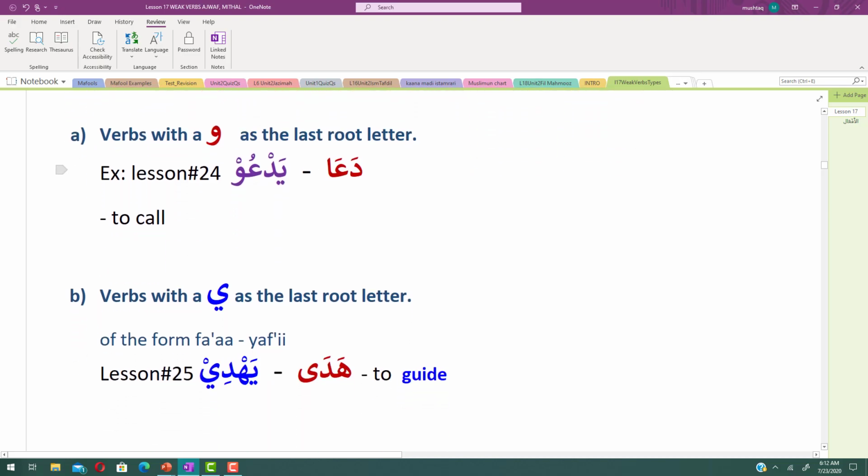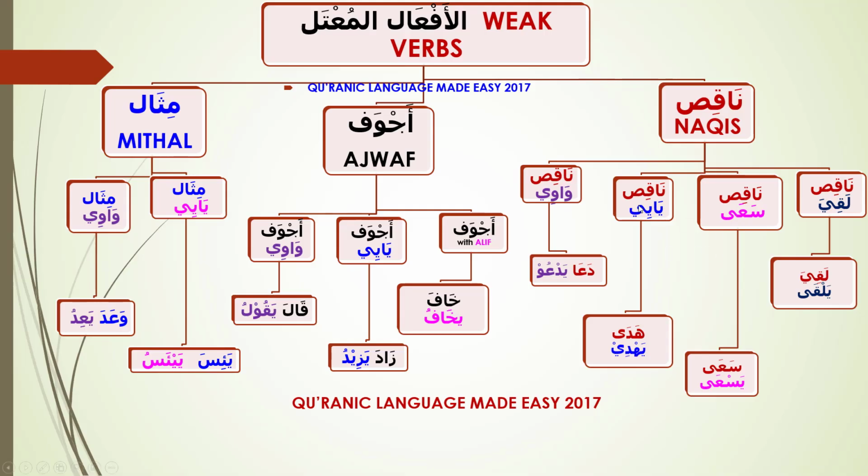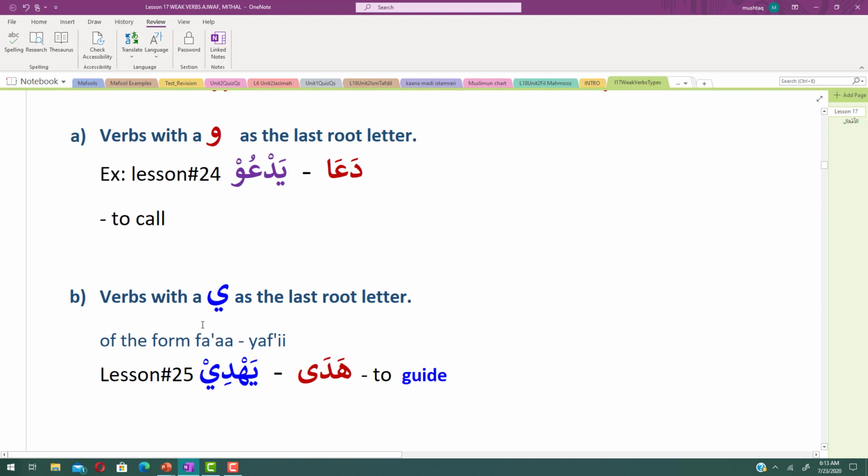The second type is naqis yai. The first type was naqis wawi, da'a, yada'u. The root letters are dal, ain, and waw. The second type is naqis yai, where ya is one of the root letters and is at the end. Hada, yahdi. So here the verbs have a ya as the last root letter. Hada, yahdi, which means to guide. This you'll learn in detail in lesson number 25 of unit 2. Again, hada, the root letters are ha, dal, and ya. Why? Look at the mudare, it is yahdi.